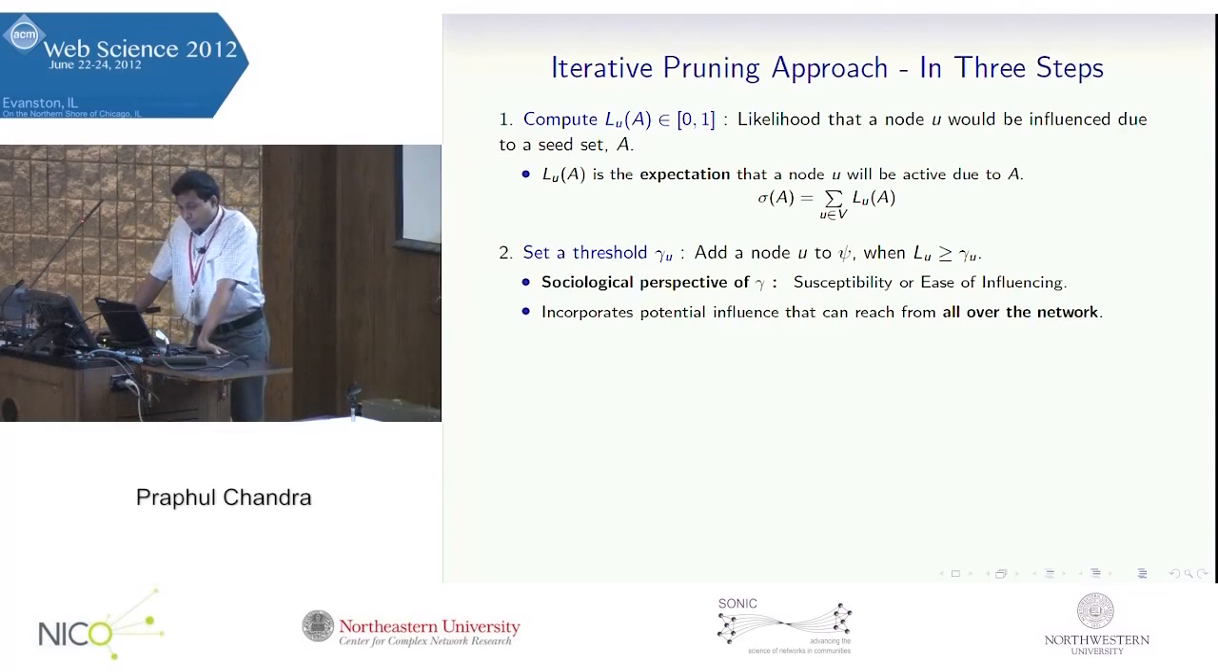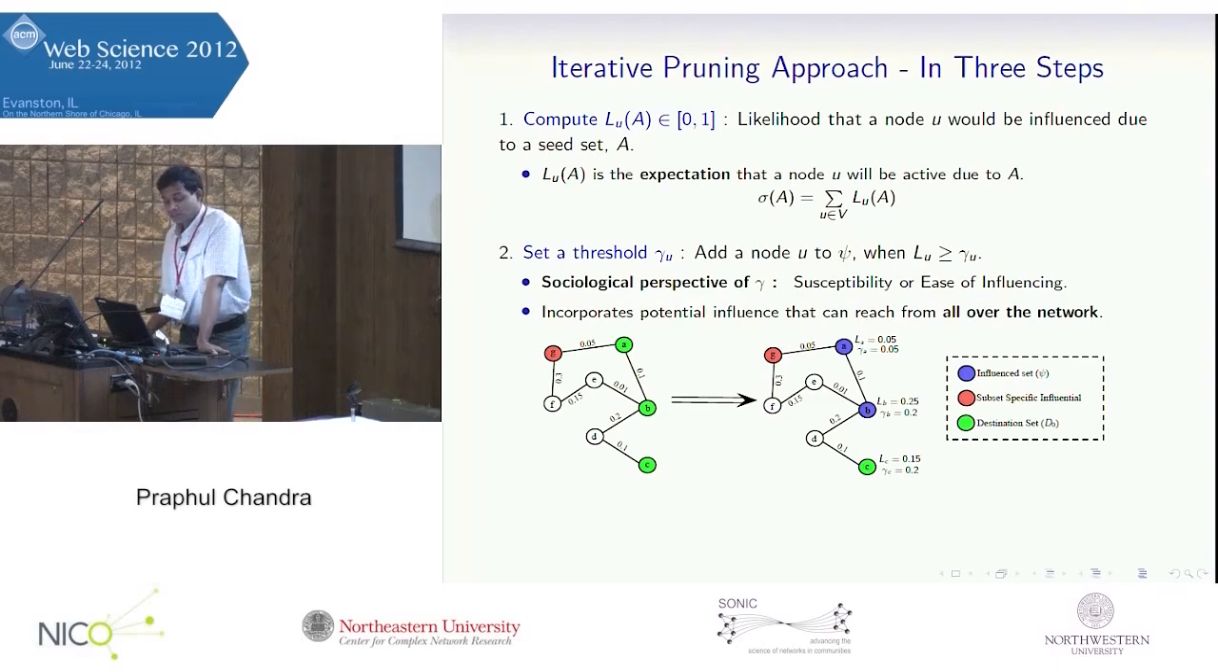Also, we then set a threshold called the susceptibility, or the ease of influencing a node, which we call gamma. And when L_u is greater than gamma, you could assume that the node is considered influenced. Unlike other threshold parameters, like some of you might have come across in the linear threshold model and so on, where it incorporates the influence only from 1-hop or 2-hop neighbors, this parameter actually incorporates the influence from all over the network. Hence, we see this as a more efficient way to compute the susceptibility of a node.